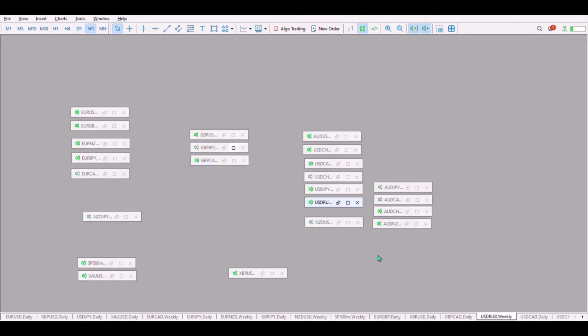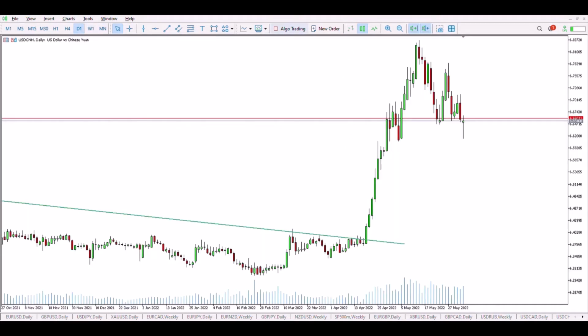So let's check something else. What do we have here? Let's see the other USD charts. Okay, here is something like a head and shoulders, not the most convenient, but it can still do the job.